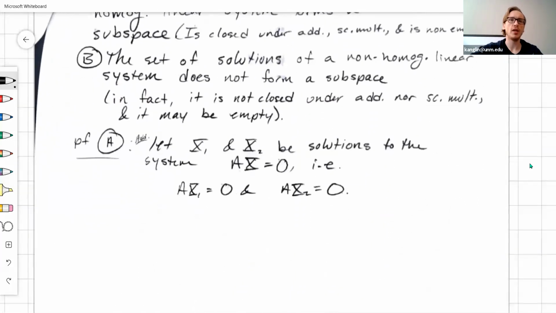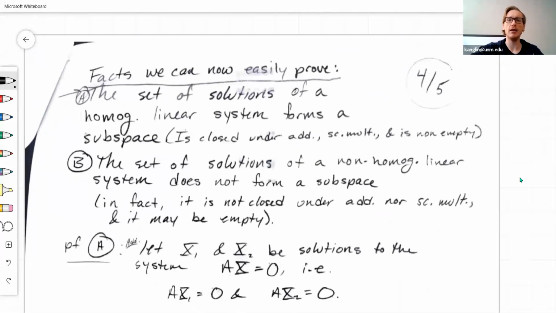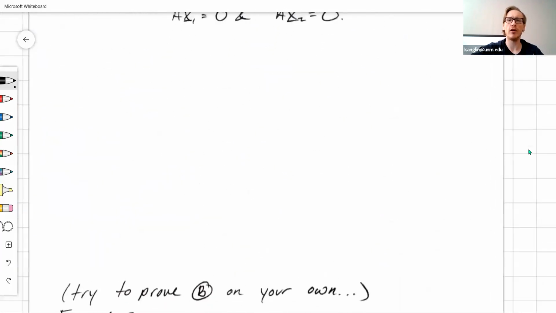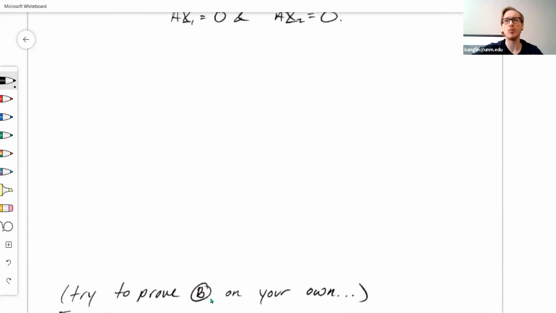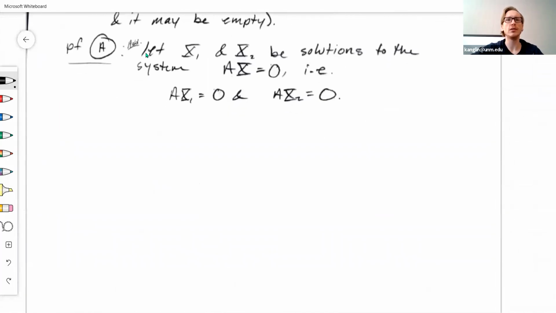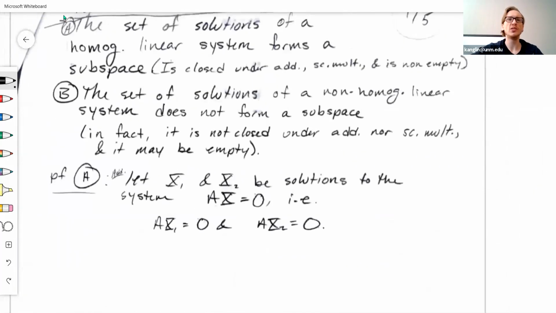So let's prove this. I'm going to just prove fact A, and I will leave it to you to follow what I did for A to try to prove B the same way. Let's prove A. Let's prove that the set of solutions of a homogeneous linear system forms a subspace.